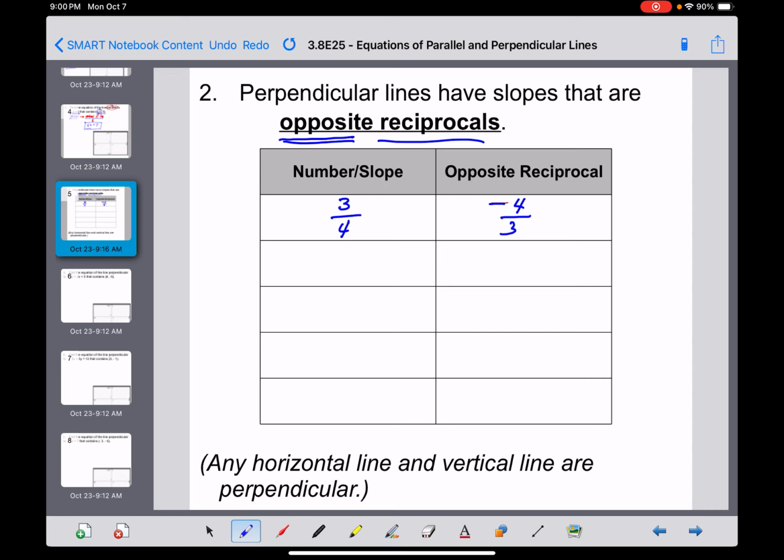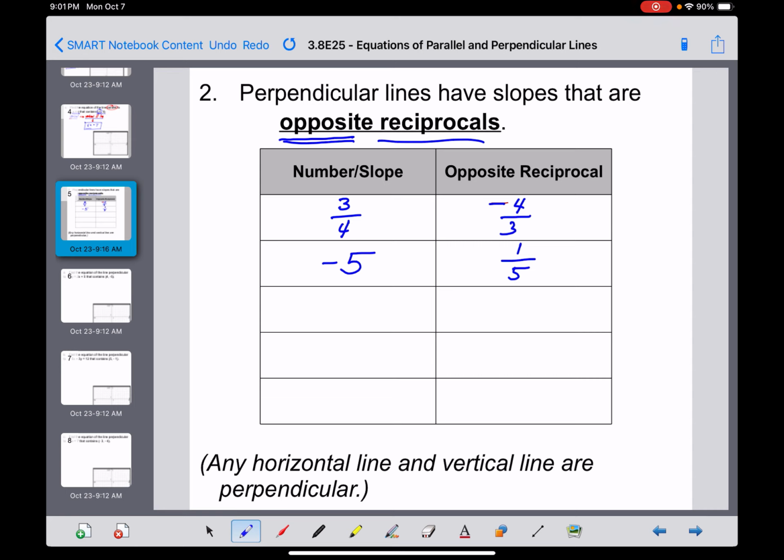Let's give another example. If I gave you let's say a negative whole number like -5, and I wanted the opposite reciprocal of that, well, let's remember that 5 as a fraction is 5/1, so the reciprocal to that would be 1/5. And since the 5 was negative, its opposite reciprocal would have to be positive, and that's where you'd get the 1/5 from. So that's what that one would look like.